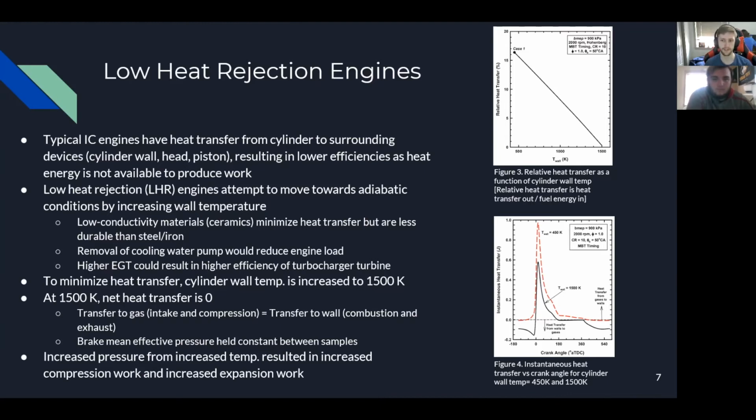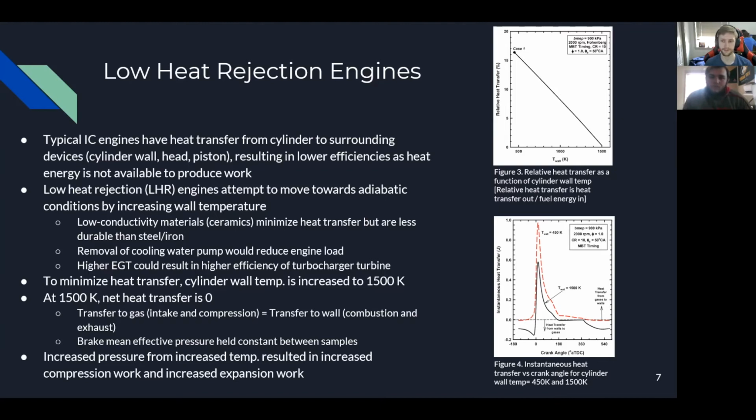To achieve this, a low conductivity material such as a ceramic is used. However, these materials are usually less durable than the traditional steel blocks. Another advantage is being able to remove the cooling system from the engine, therefore reducing the engine load. Last, the resulting increase in EGT would allow the efficiency of a turbocharger turbine to be increased.